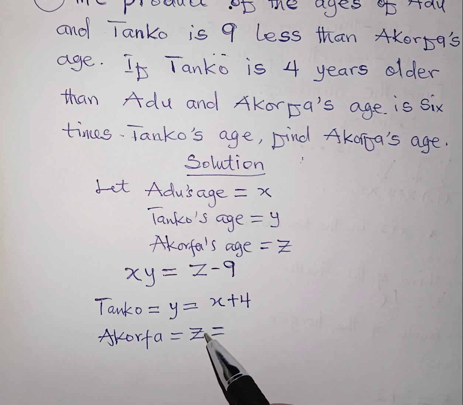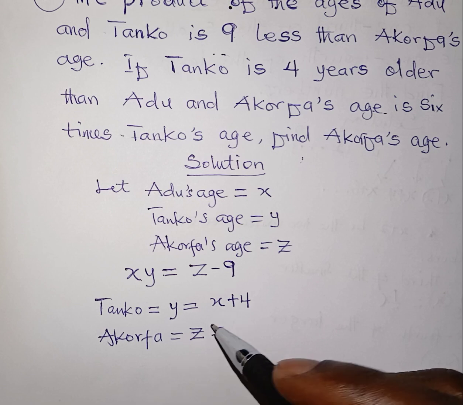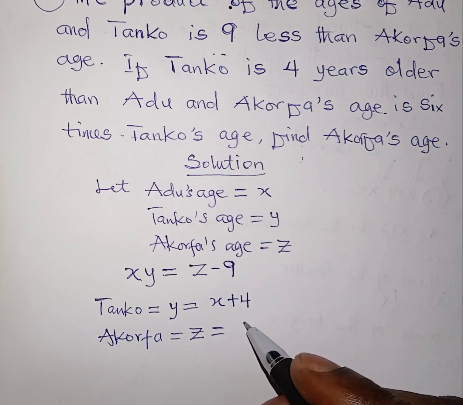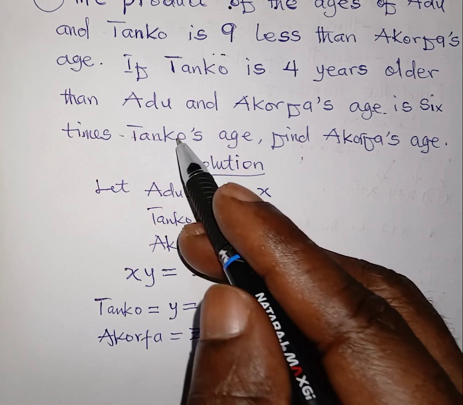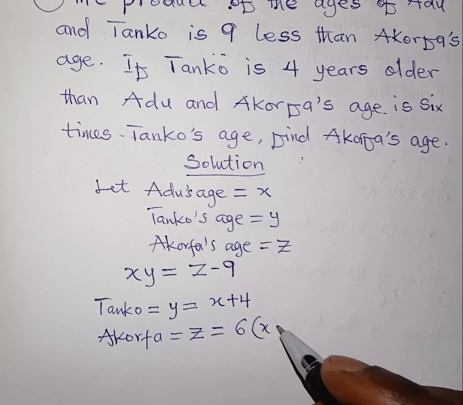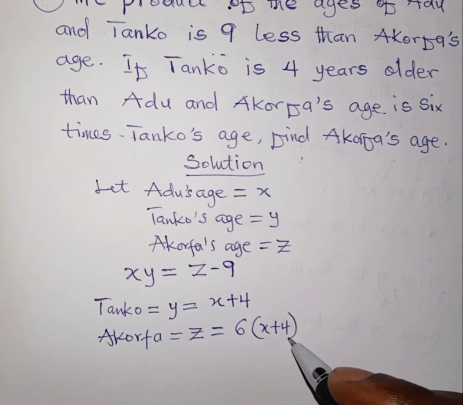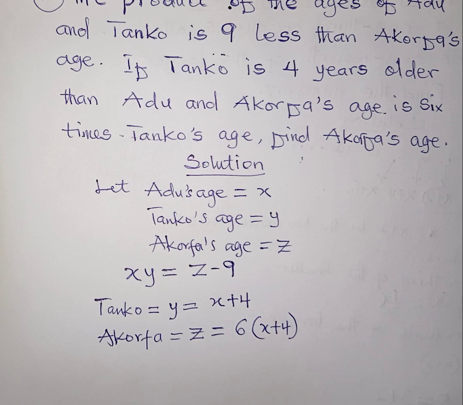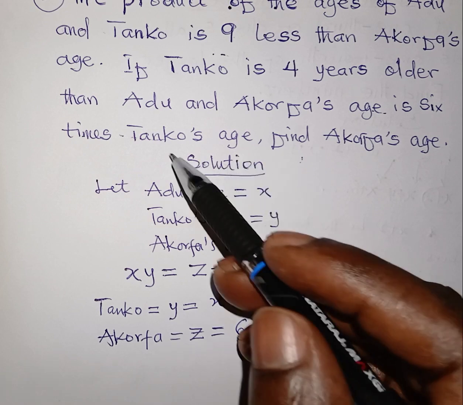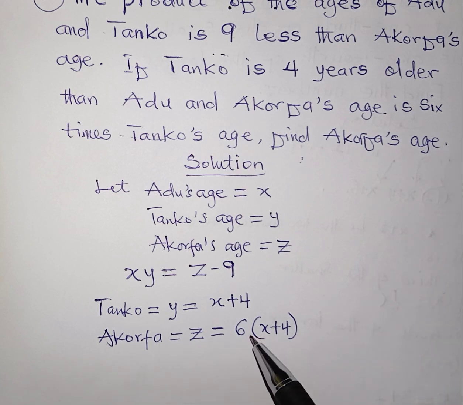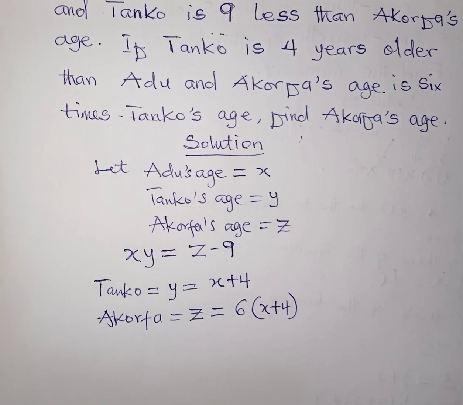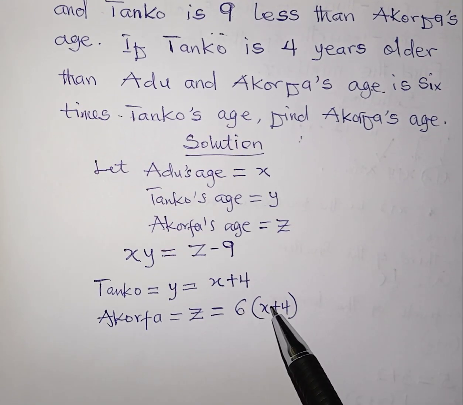So Akufe's age, we are saying that he is also 6 times Tanko's age. Tanko's age is X plus 4. That's it. Okay, great. Then we are asked to find Akufe's age. So we are looking for Akufe's age. Now, once we have that, this is what we have.